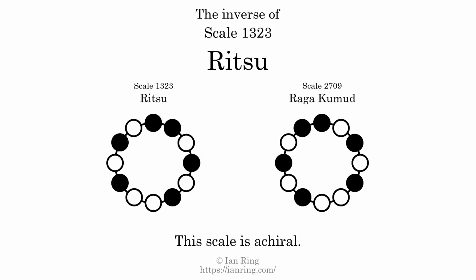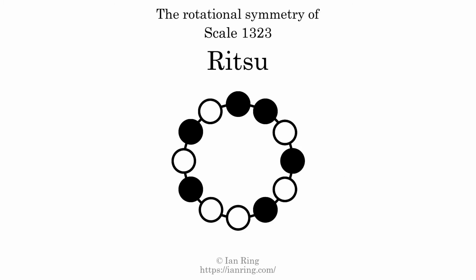The inverse of a scale is a mirror image. It is what you get when the sequence of intervals is reversed. The inverse of this scale is scale 2709, also known as Raga-Kamud. This scale is achiral, since it can transform into its own reflection by a rotational transformation. This scale has no rotational symmetry.